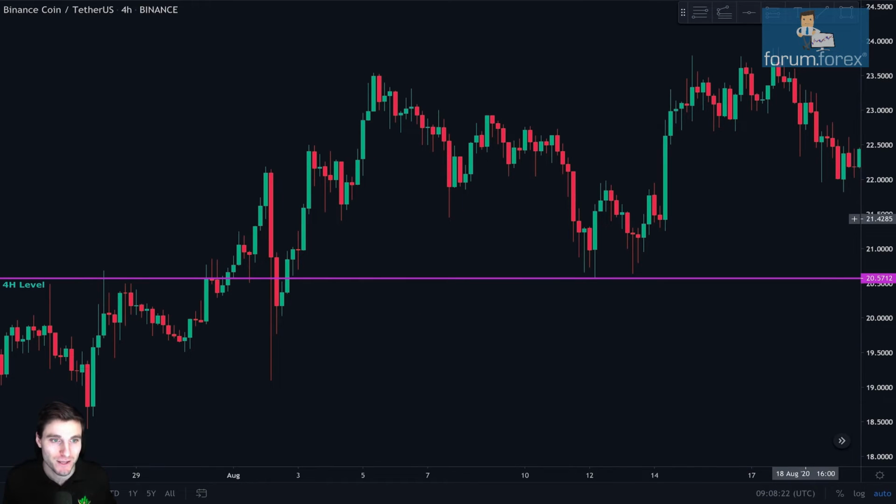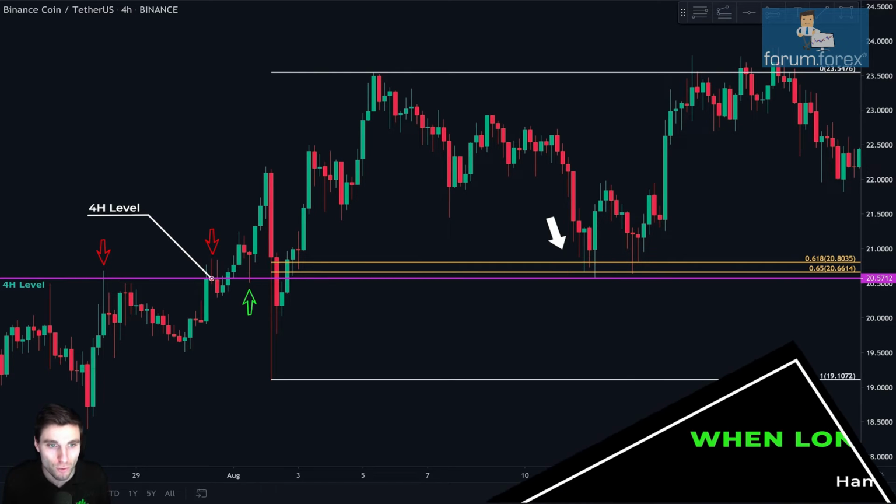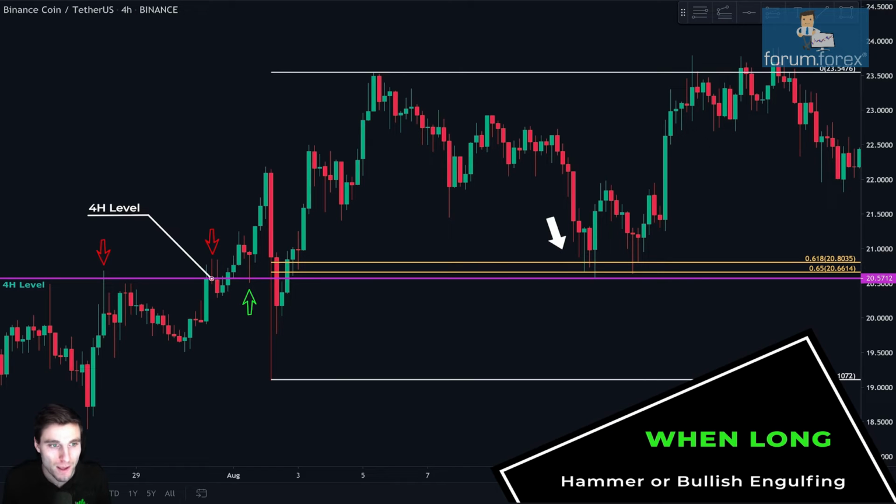We follow the same process when we want to buy. In this chart, we can see that this 4-hour level acted as resistance and then support, so we draw it. We then take our Fibonacci retracement and we notice that we have confluence between this CC and the 4-hour level. So we wait for price to retrace and we monitor the price action at this level on the lower time frame. When we want to take a long, we always look for a hammer or a bullish engulfing candle. That is our trigger to enter the long position.